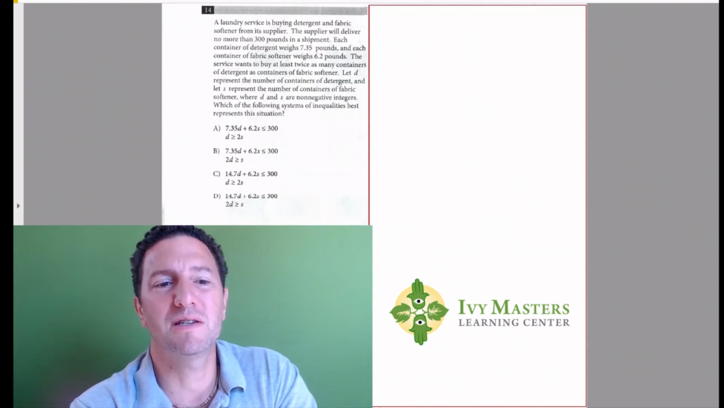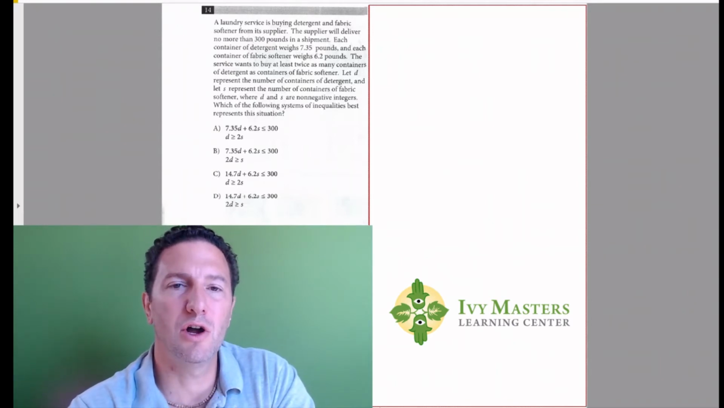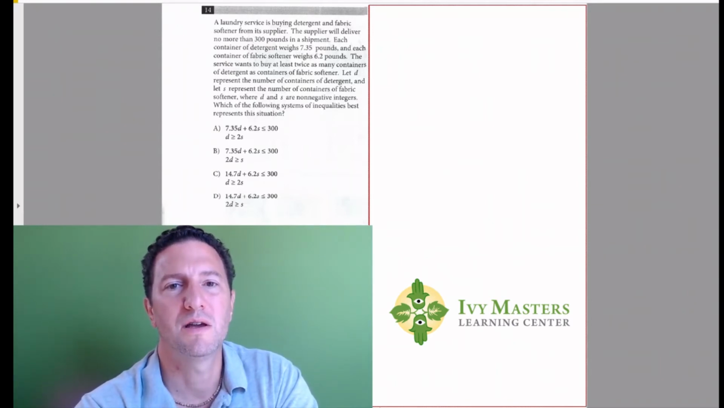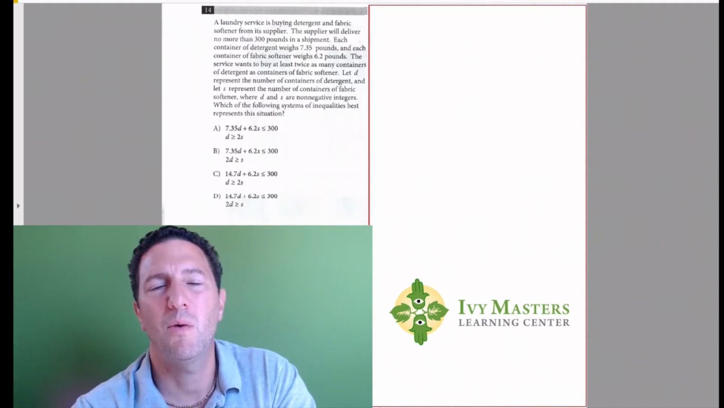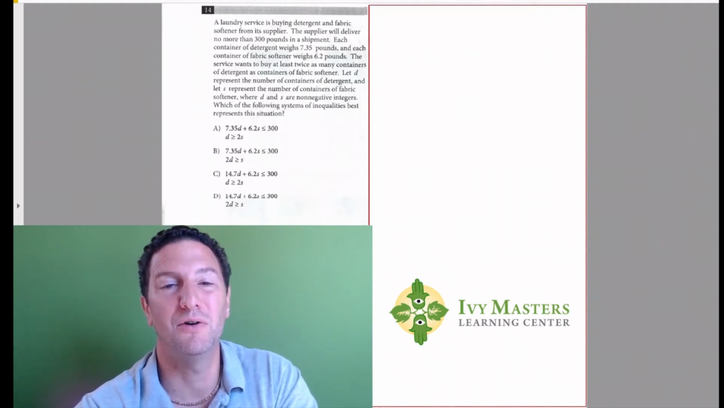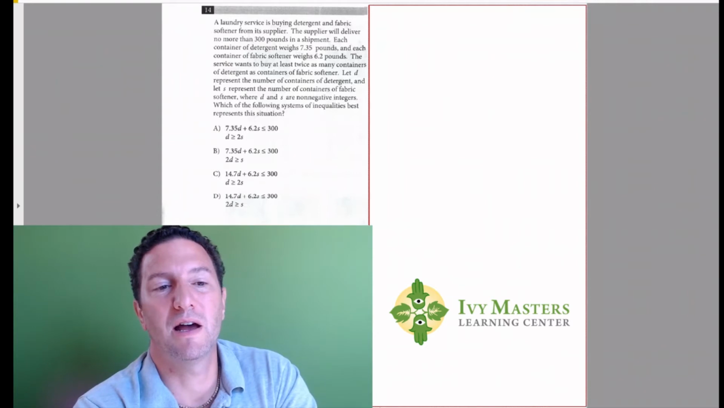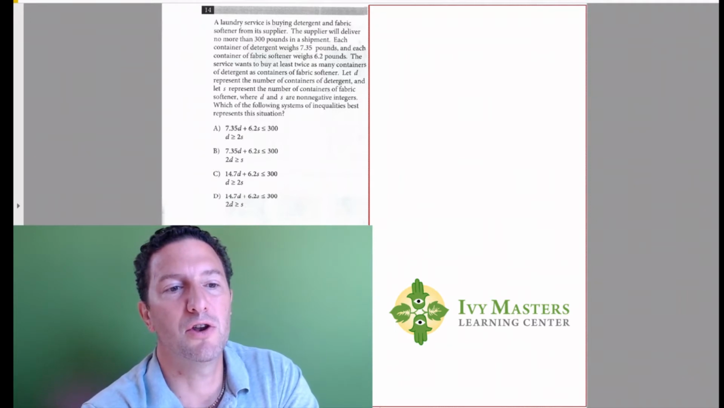As soon as I see this type of question, a long word problem with inequalities, what I keep in mind is I want to do it in pieces as I go. So I'm going to read it from the top. Laundry Services buying detergent and fabric softener from its supplier. The supplier will deliver no more than 300 pounds in a shipment.